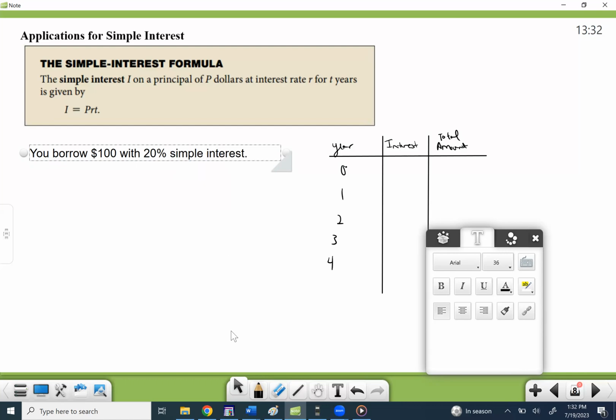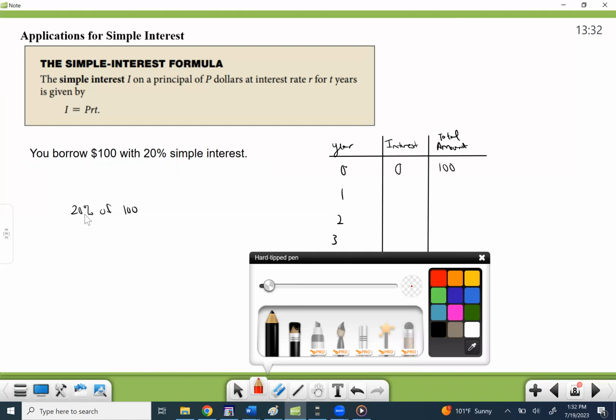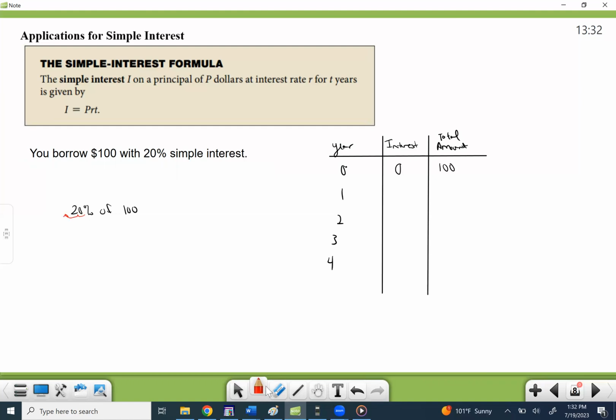That's our scenario. So what that means, tables help me digest stuff, so let's start off with the table. Year zero, you haven't been charged any interest. The total amount that you borrowed is 100. Now, if you're going to get 20%, well, 20% of 100, we just got done saying that for percent, you got to move the decimal twice. So it's going to be 0.20.